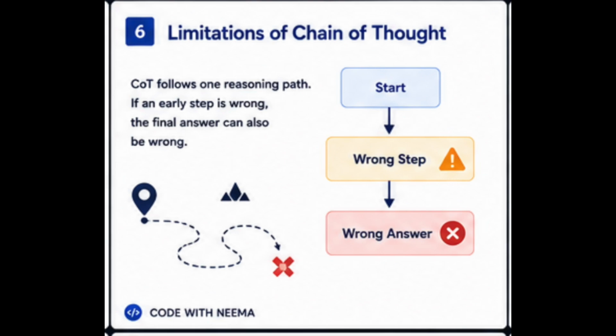Limitations of chain of thought. It follows a single reasoning path. If an early assumption is incorrect, later steps may also become incorrect. Imagine taking the wrong road at the beginning of a journey. Even if you continue driving perfectly afterward, you will still end up at the wrong destination. For some problems, exploring multiple possible approaches can be more effective.